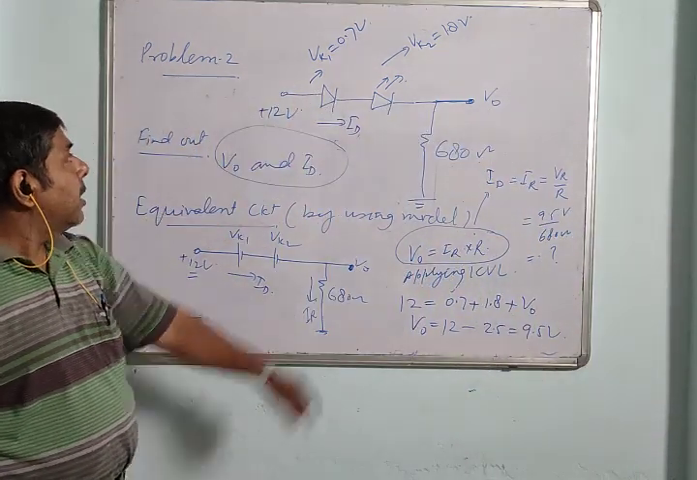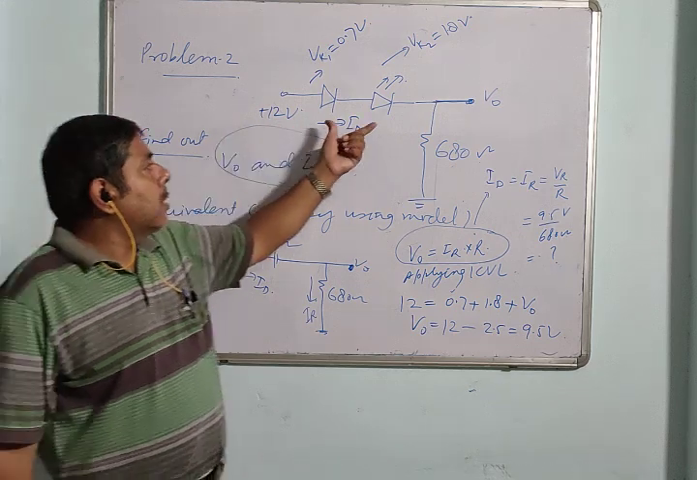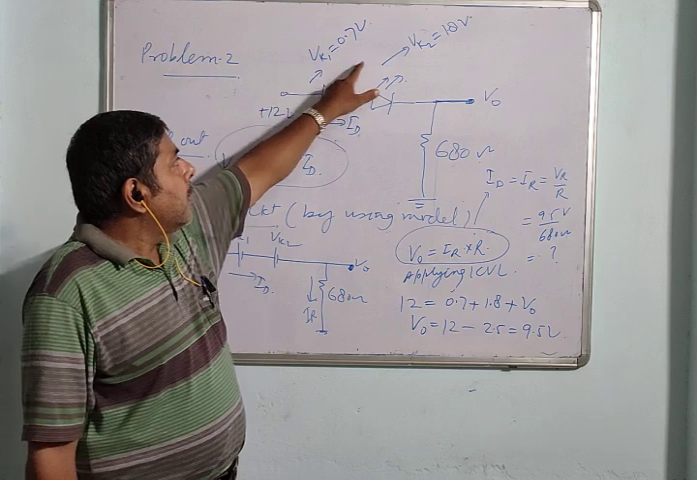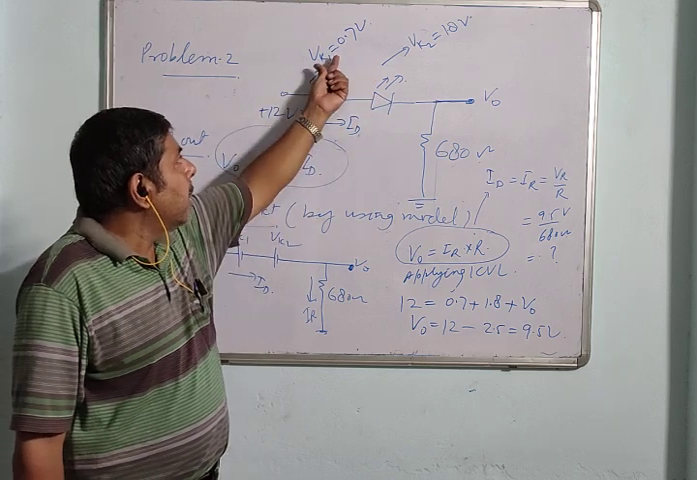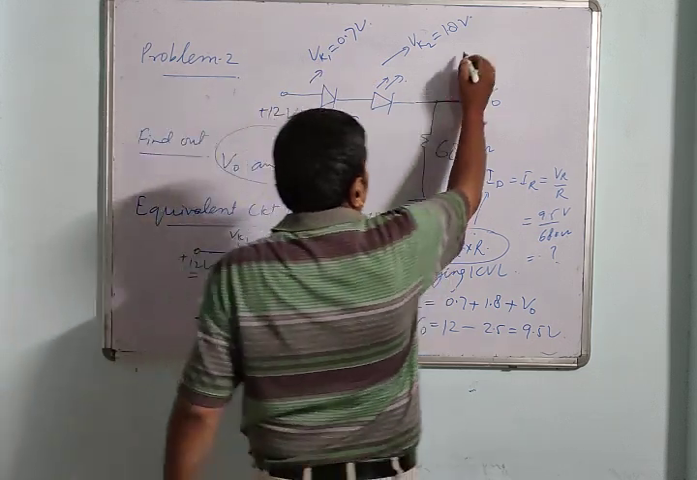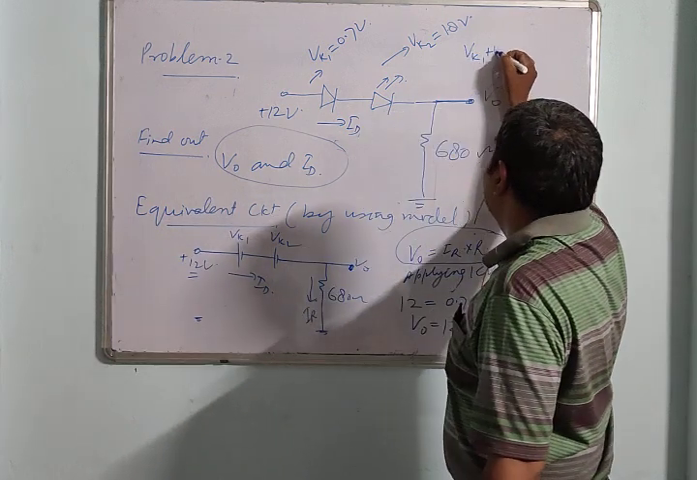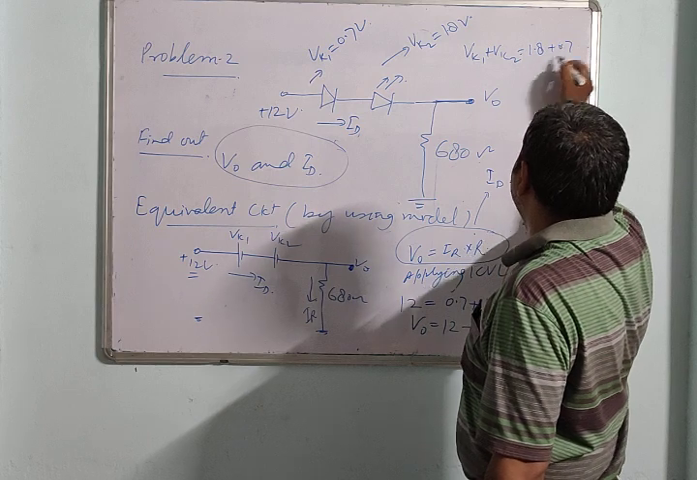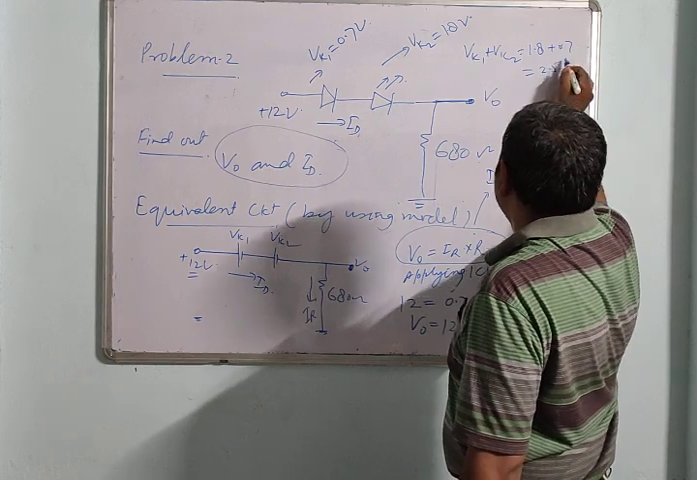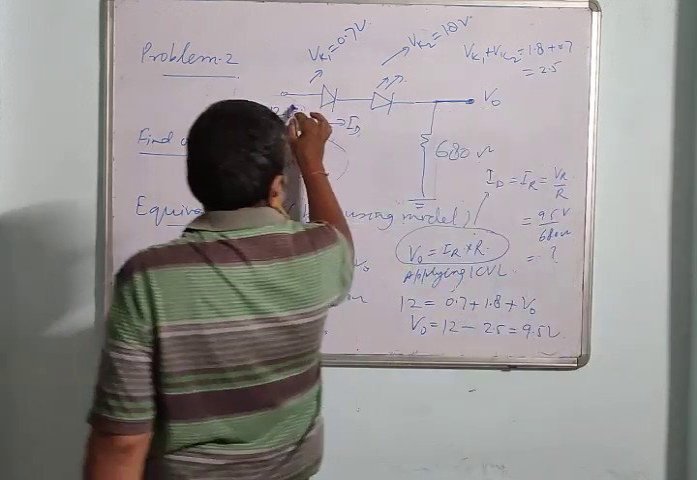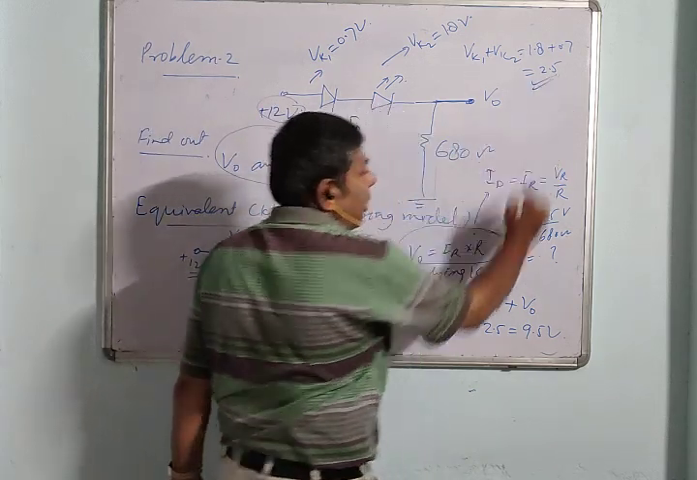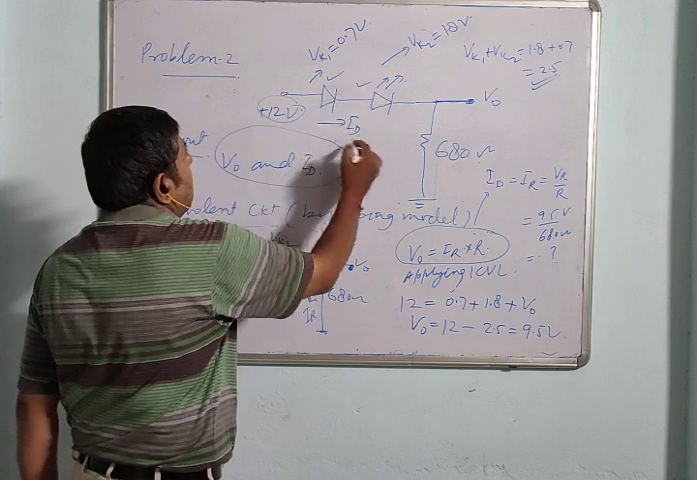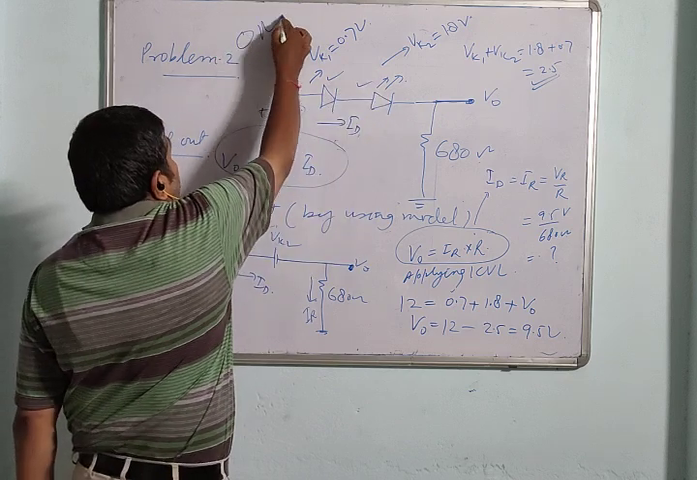So what is the general method to find out? First thing, whether applied voltage is greater than on state voltage. So here sum is VK1 plus VK2. What is value of this? 1.8 plus 0.7, that is 2.5. And applied voltage is greater than this voltage. So these two diodes are on.